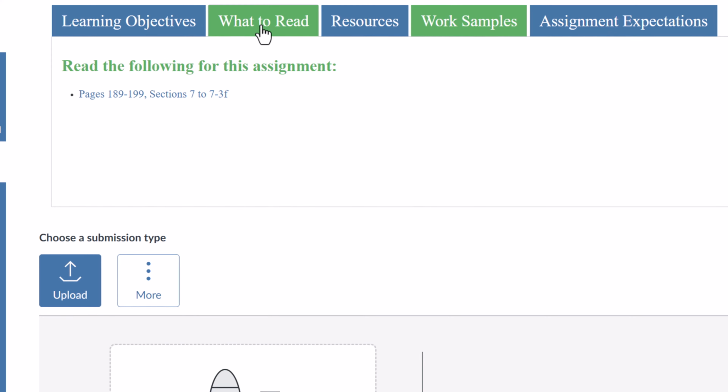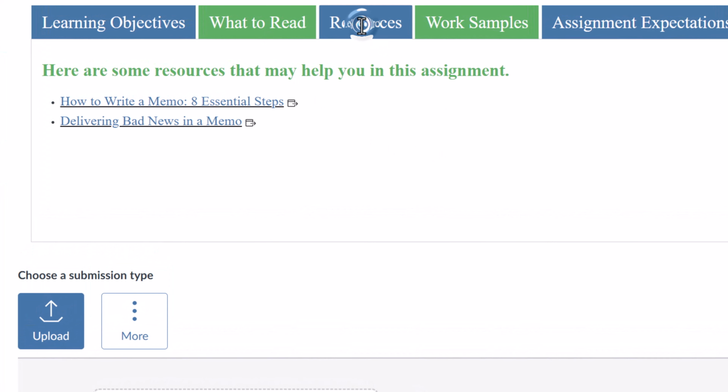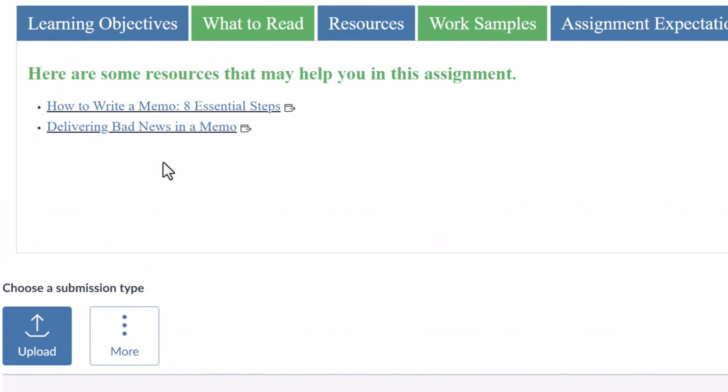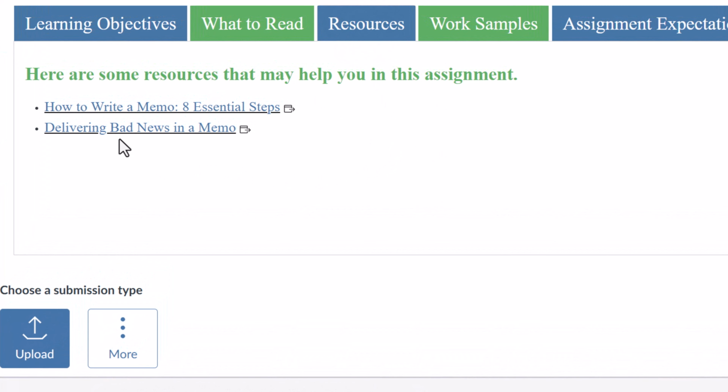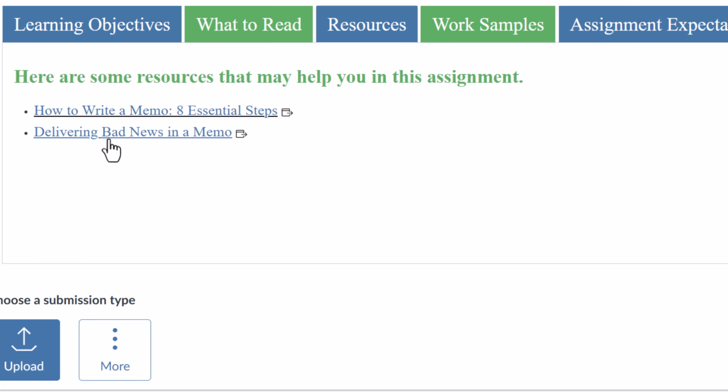Hello and welcome. Let's discuss Project 2, the Bad News Memo. First, you'll find your learning objectives, as always, followed by what you should read to help you with this assignment. The resources area is particularly useful here, considering that there is a Bad News in a Memo article that has 6 easy steps to make sure that you stay on track.